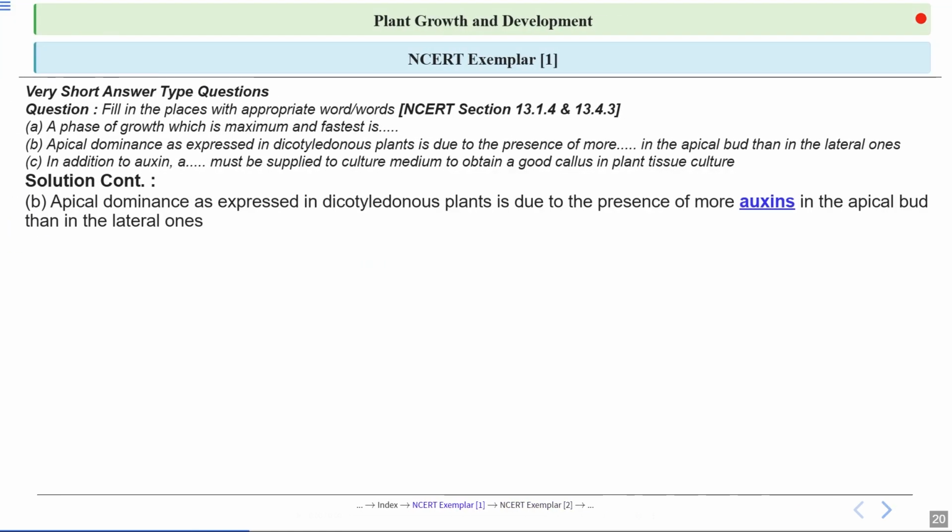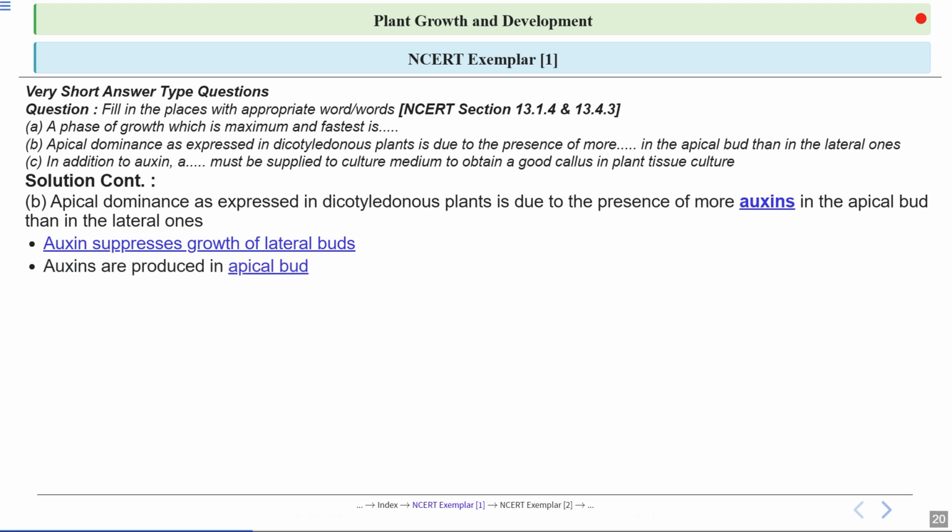Next one, apical dominance as expressed in dicotyledonous plant is due to the presence of which hormone? Apical dominance is due to the auxin hormone, and it is present at the apex. Which apex? Shoot apex and root apex. Both the apexes have this hormone, auxin, right? So auxin suppresses the growth of the lateral buds and promotes the growth of the apex, shoot apex and root apex.